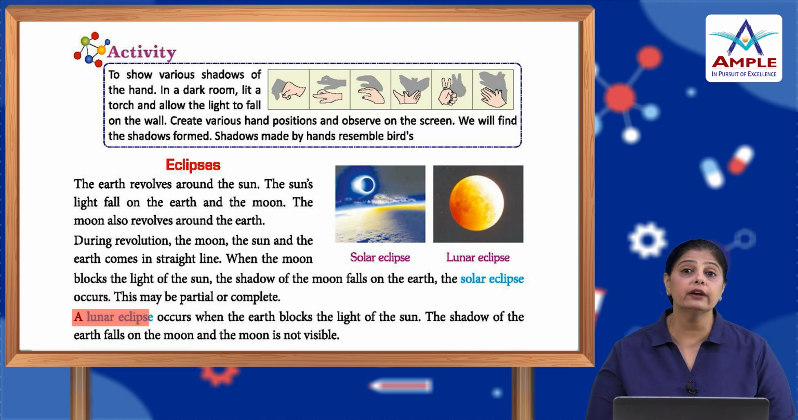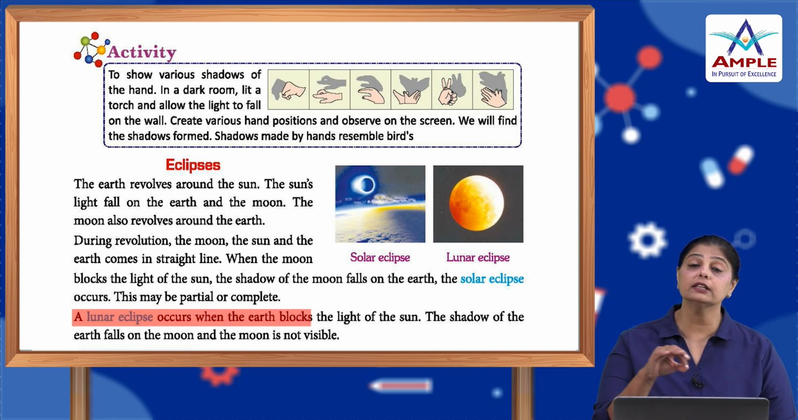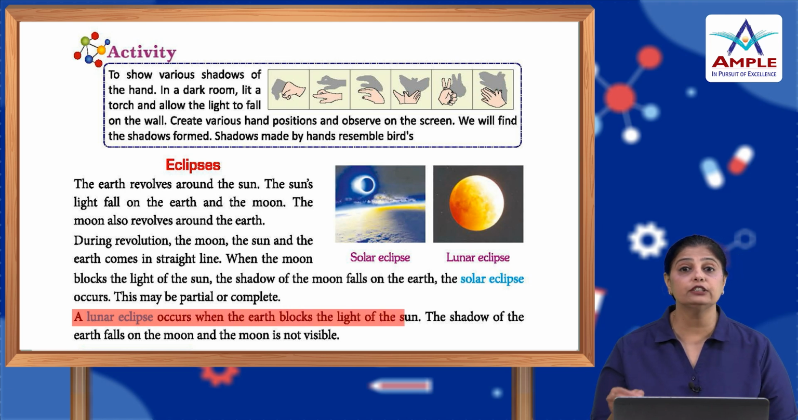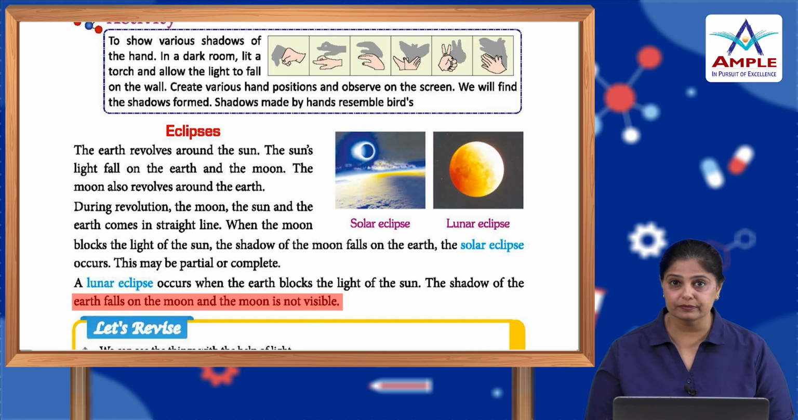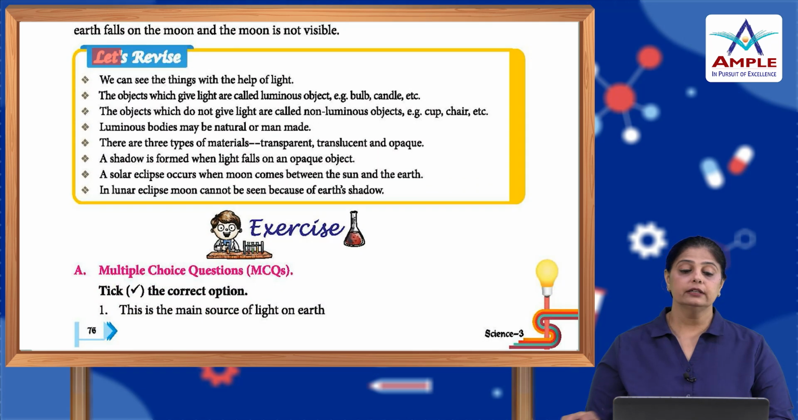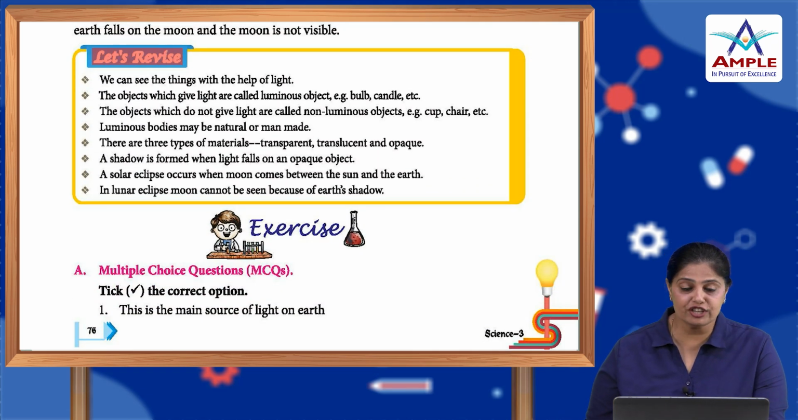Now, when does a lunar eclipse happen? It occurs when the earth comes in between the sun and the moon, the shadow of the earth falls on the moon, and then the moon is not visible. Clear? Now, let's revise this entire chapter.